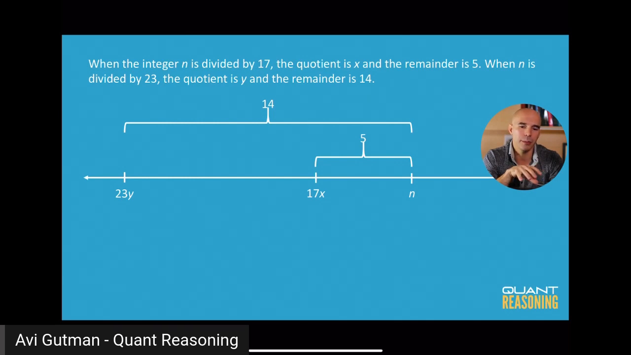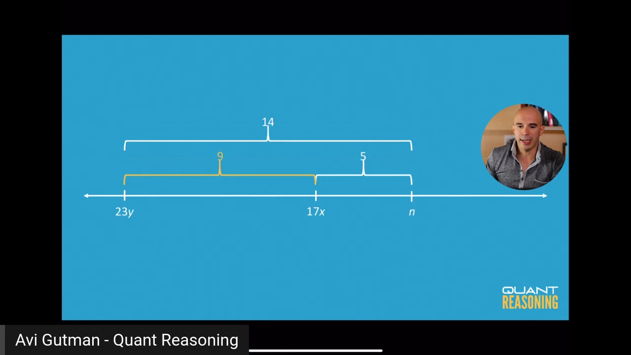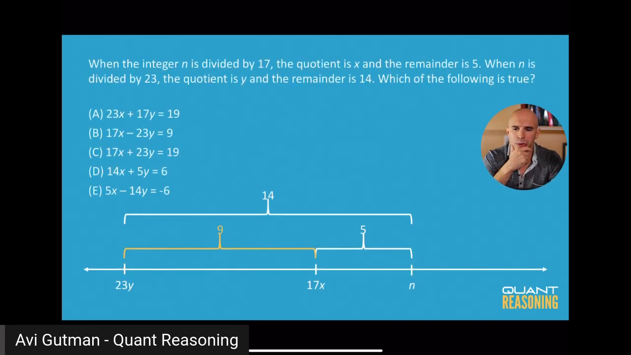And once you have all of this on your number line, the almost obvious inference you'd probably make is that the left side must be a distance of 9, because 9 plus 5 is 14. You can see it visually very clearly there. Then you keep reading the rest of the question, which I think was just asking which of the following is true. You see the answer choices, and you look at your picture and say, well, 17x minus 23y is 9. That was the inference that I made before I even knew what they were asking. So the answer is B.